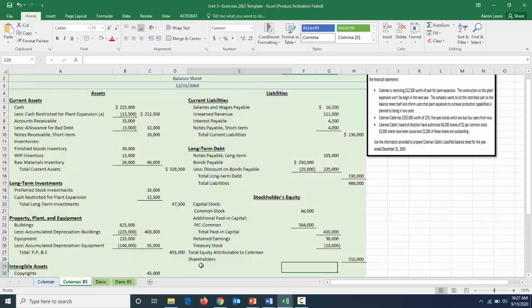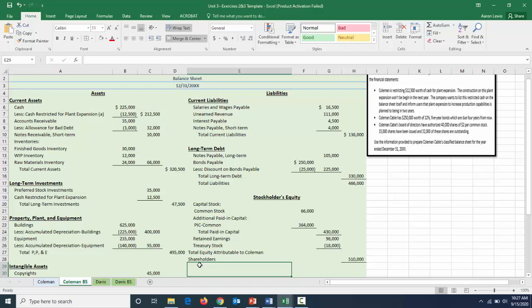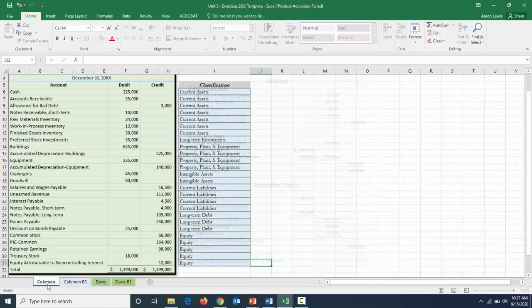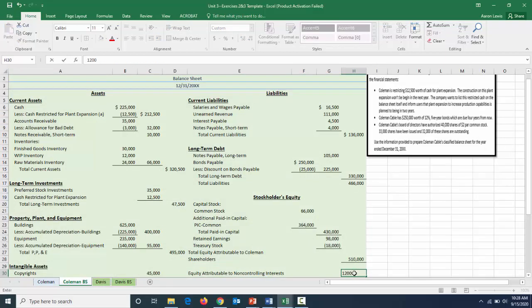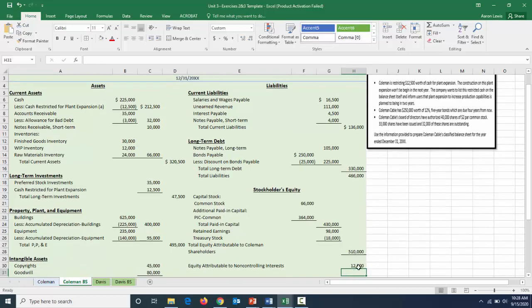So let's go back to our information, and let's come up with our equity attributable to non-controlling interests. And the amount of equity that we have that is attributable to our non-controlling interests is $12,000. So we're going to report that in the right hand side as well. One more zero, there we go.